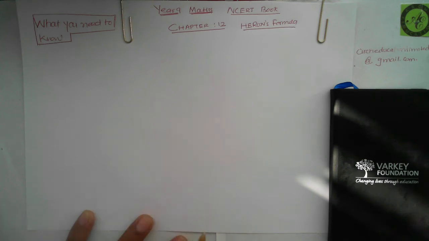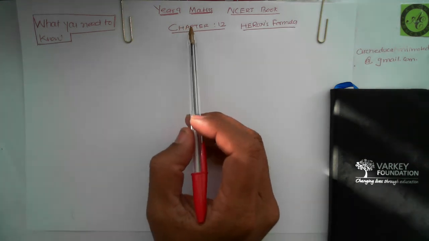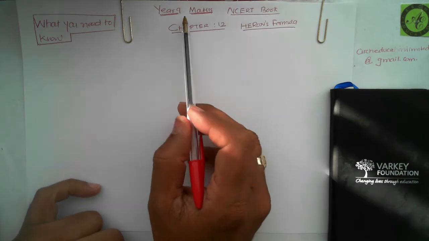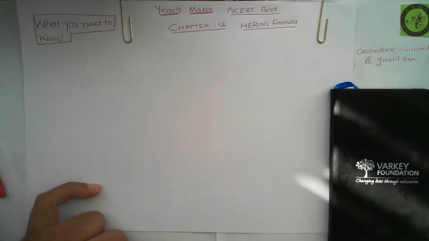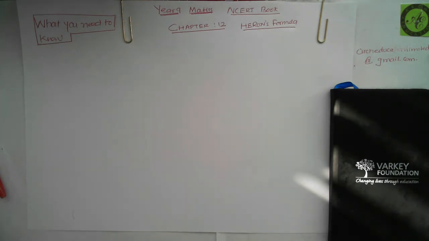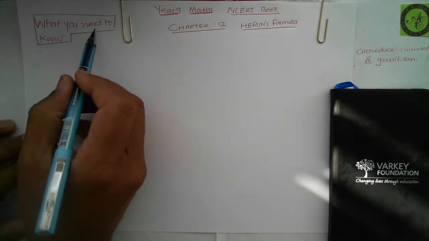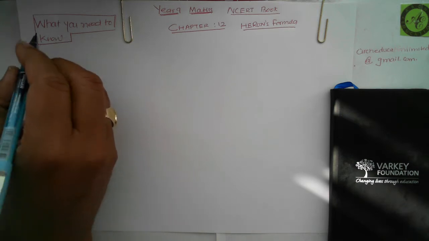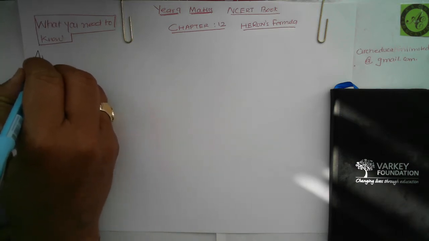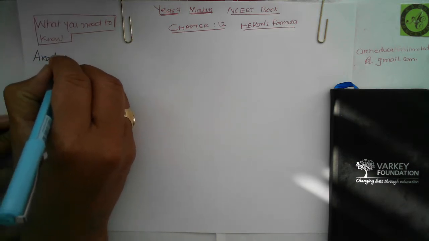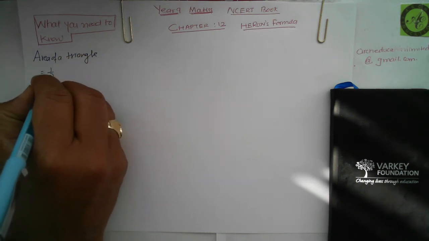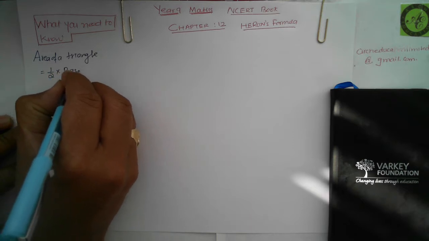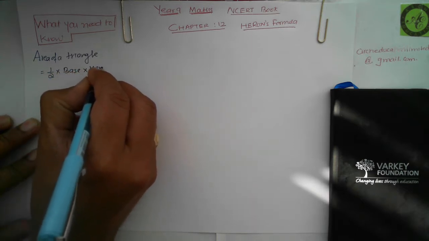Morning everyone, and we're doing chapter 12 of the NCERT book from year 9 maths, which is Heron's formula. For the Indian context, what you need to know before you start this chapter is that the area of a triangle is half times base times height.